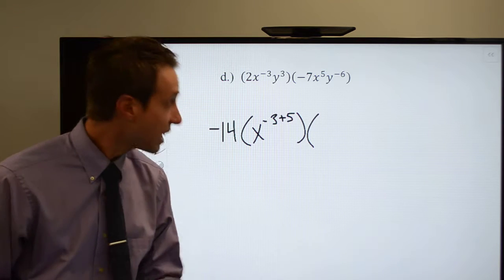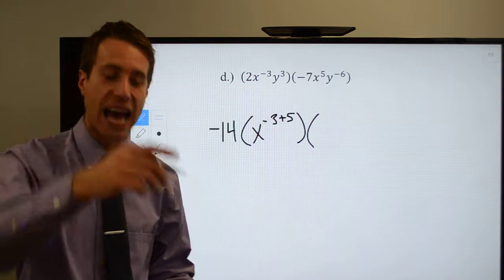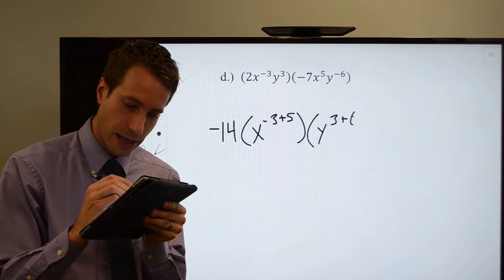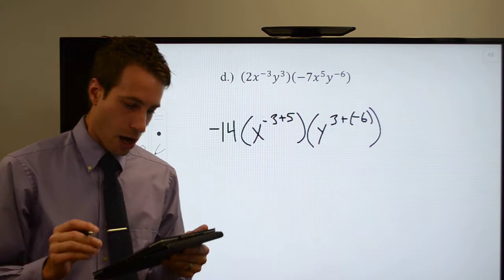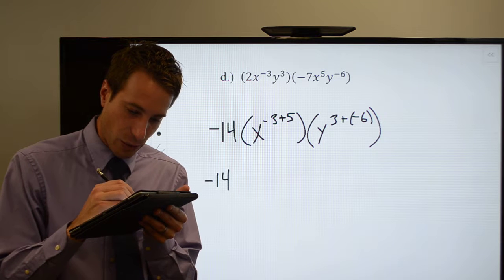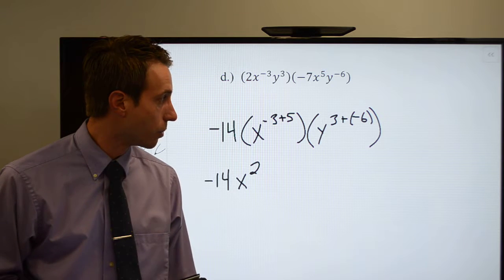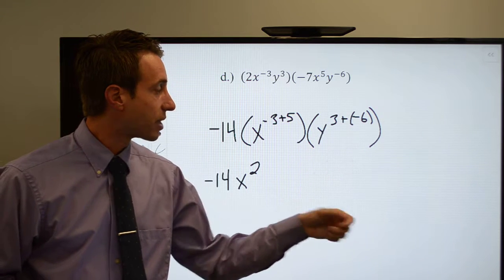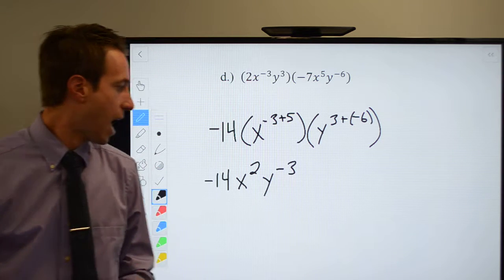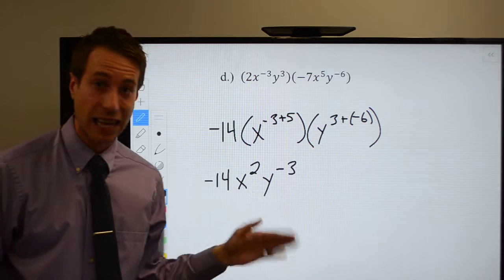I then have a y to the third and a y to the negative 6. Like bases, add the exponents: y to the third plus negative 6. Now that I've done that, let's take care of that addition. Negative 14 leaves me with an x to the second, because negative 3 plus 5 is a positive 2. Then positive 3 plus a negative 6 gives me y to the negative third. I've now combined all of my like bases, so I don't have any like bases.